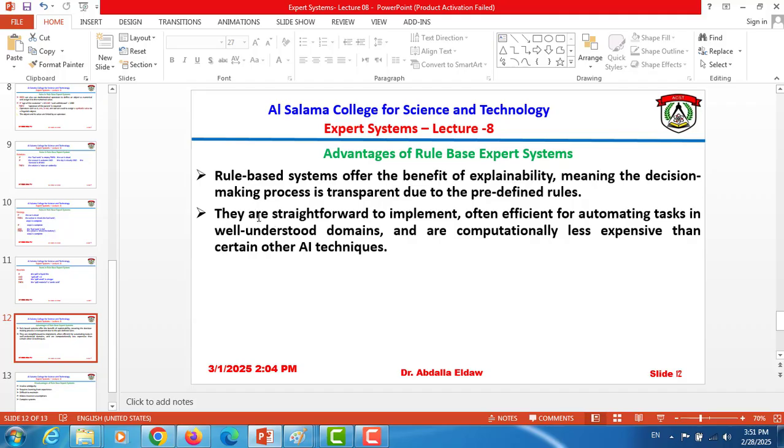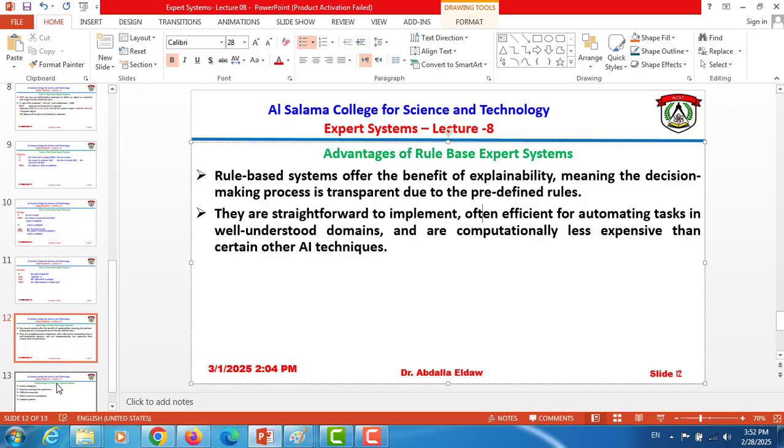Also, as we explained in forward scanning and backward scanning, you can implement efficient techniques to perform the task and get results, and they are computationally less expensive than other AI techniques.